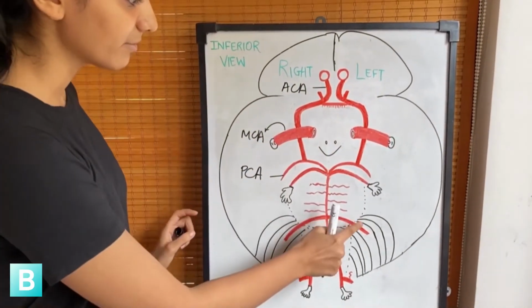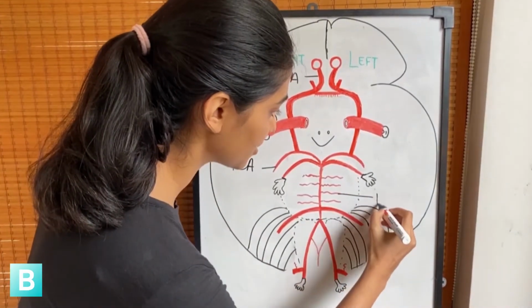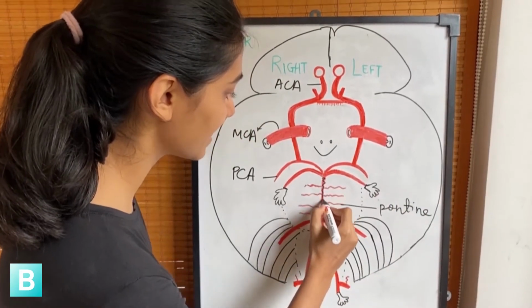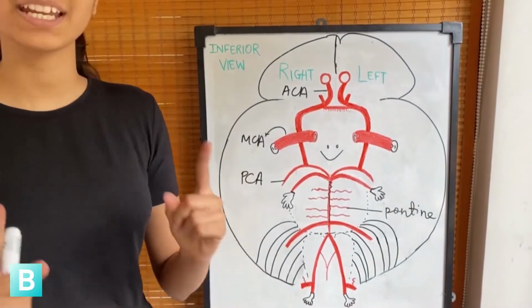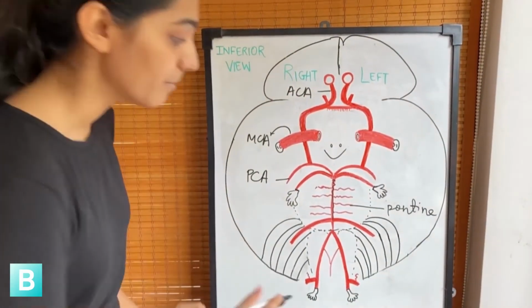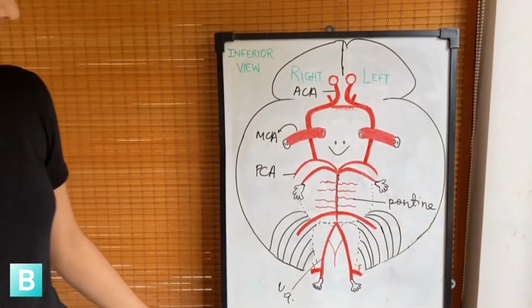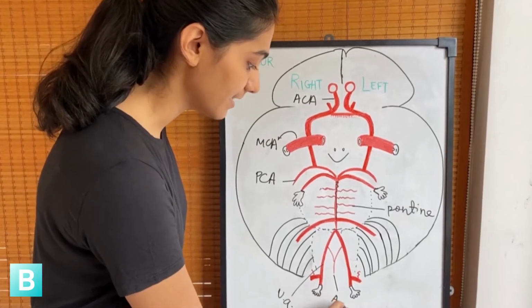Now the belly of Willis, which lies over the belly of pons, is formed of the pontine branches and the midline basilar artery. Now his legs, which form an inverted V shape, are formed of the vertebral arteries. Now, between his legs is the anterior spinal artery.